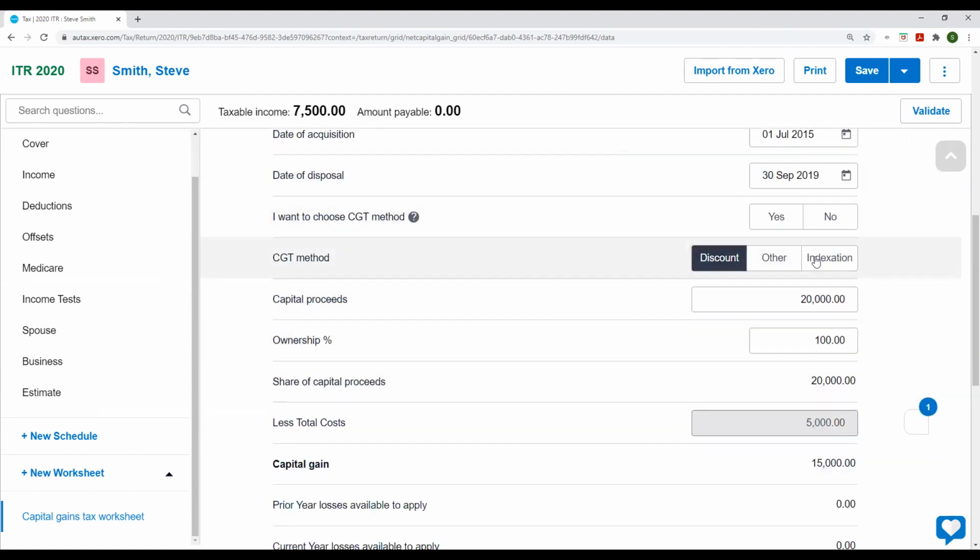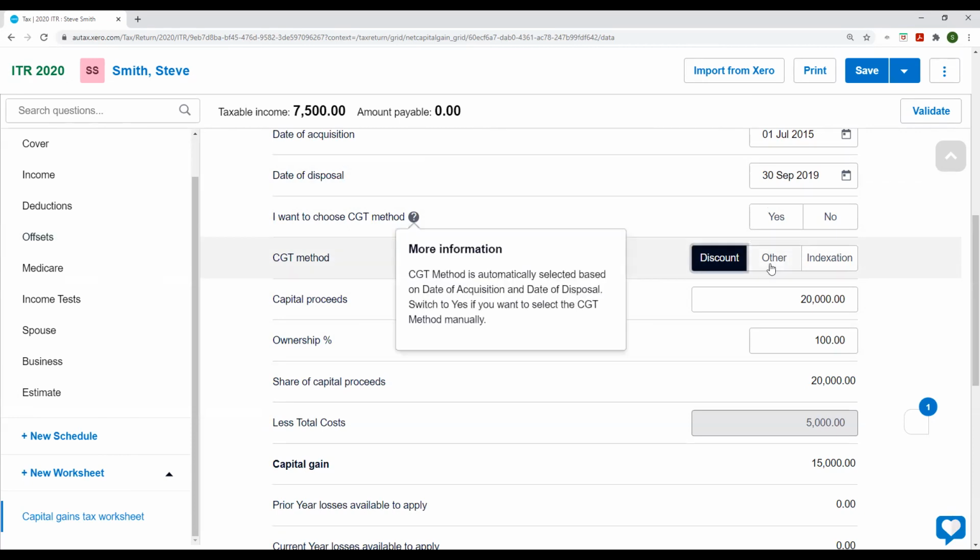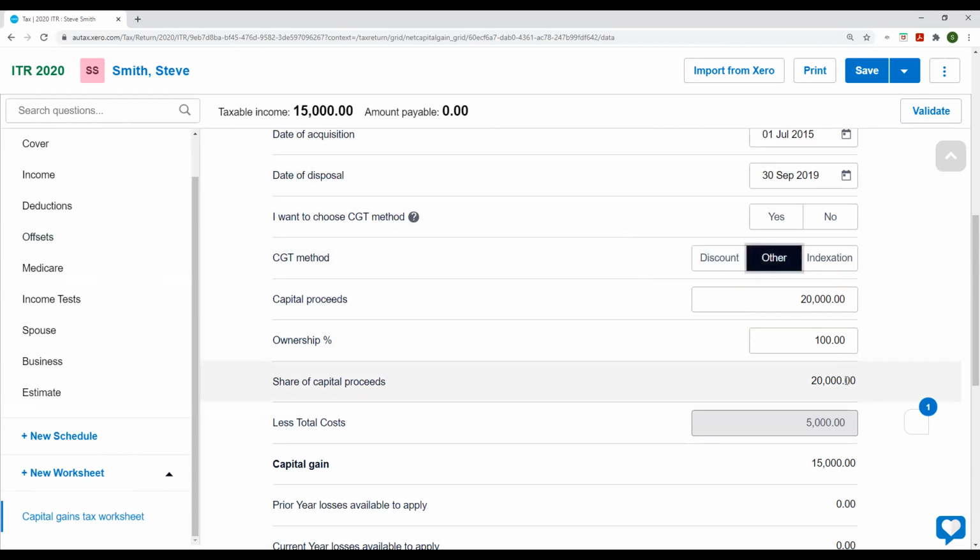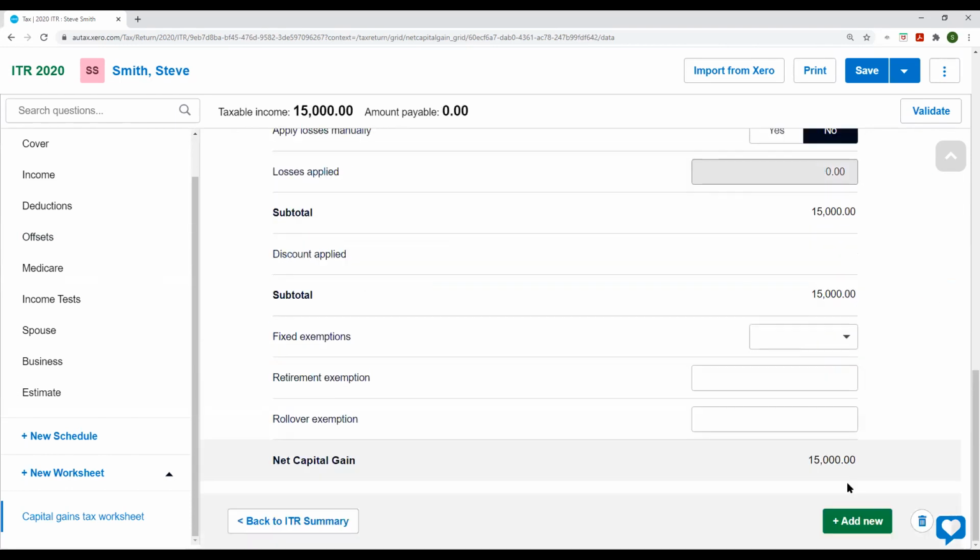So you have three options to click here, and they make this number different. Now we will see how it works when you click the discount, when you click other, and when you select indexation. That's called tax relief from the capital gain, right? When you click other, with the same amount, your capital gain of $15,000 equals the net capital gain, also $15,000, right? I will go back to my slides now.